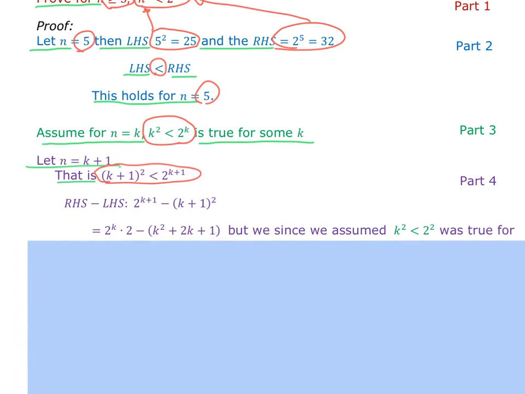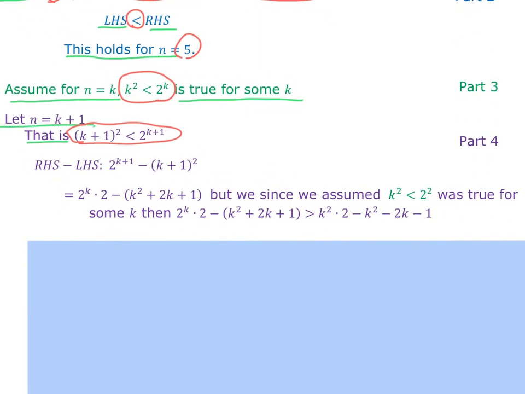Okay. So just like in my previous example, I have 2 to the k plus 1 is the same thing as 2 to the k times 2, because that plus 1 means I have just 2 to the 1. So 2 to the k plus 1 is 2 to the k times 2. And then I went ahead and multiplied out k plus 1 squared. Here is where we put in what we've got from part 3. We assumed that k squared is greater than 2 to the k. Or excuse me, k squared is less than 2 to the k. All right?